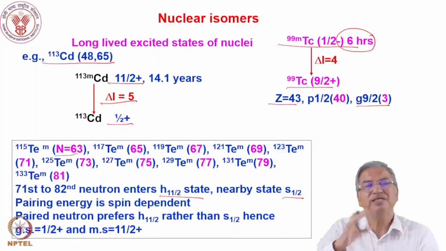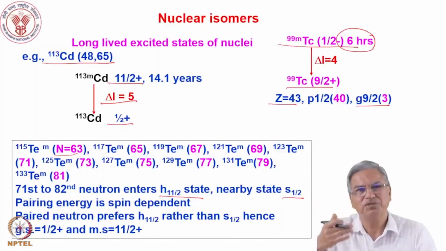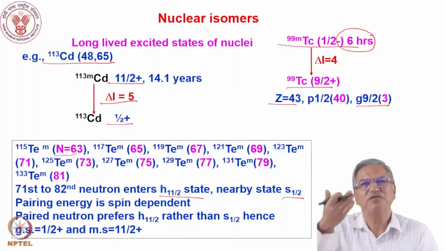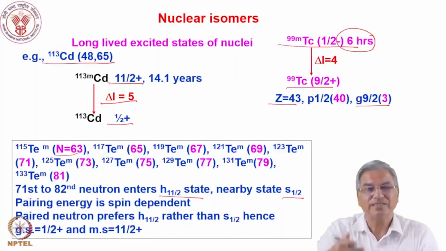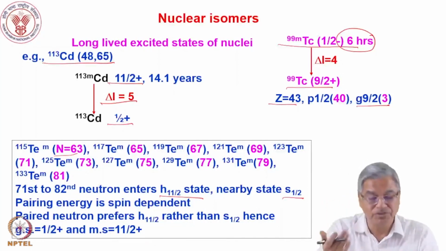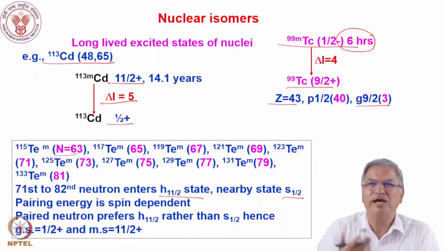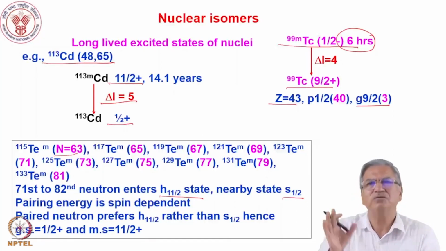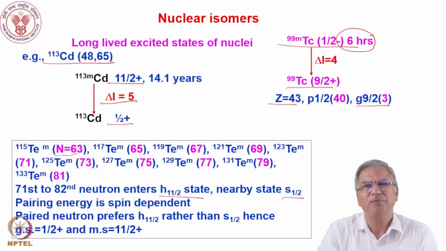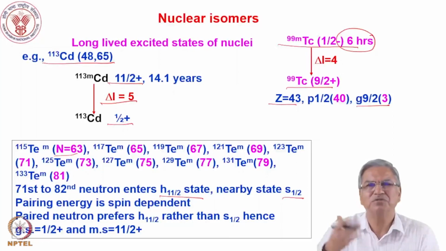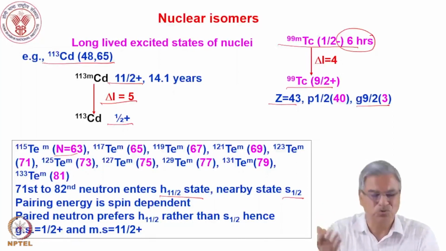So whenever there is a magic shell configuration, just below that, there is a large difference in the spin states of the levels, and the excited state and ground state have this difference, and therefore the gamma decay is hindered. So this is what explains the nuclear isomers. There are several nuclei having isomeric states. Many of them have half-lives from seconds to hours to even years.